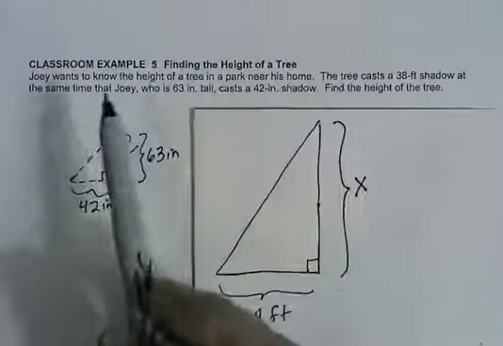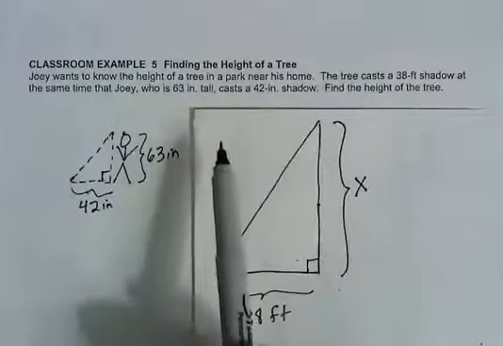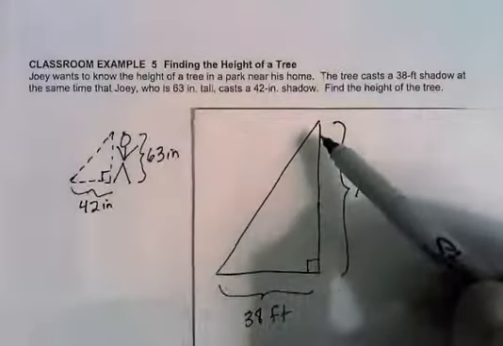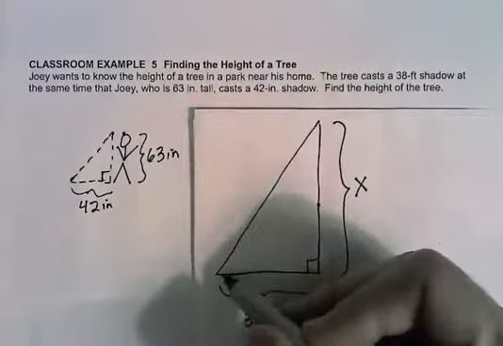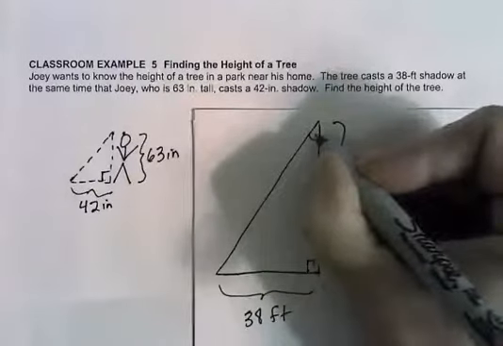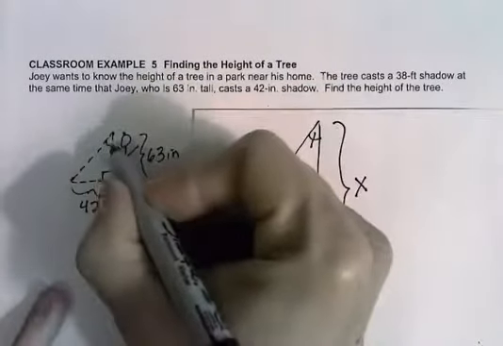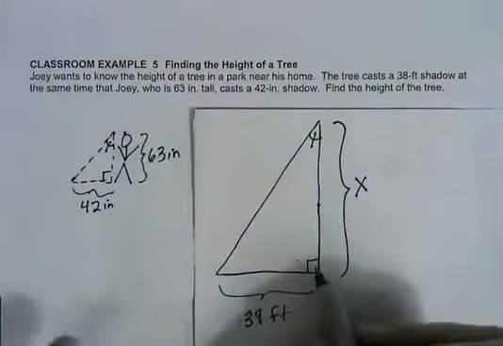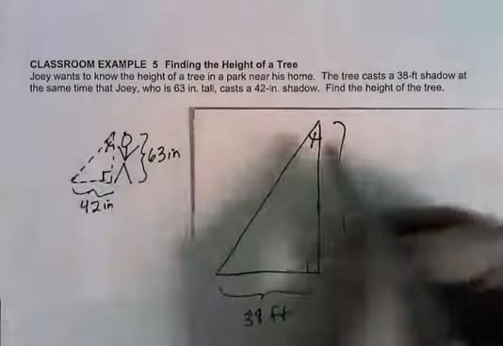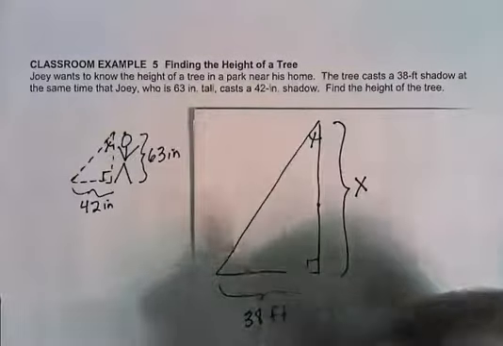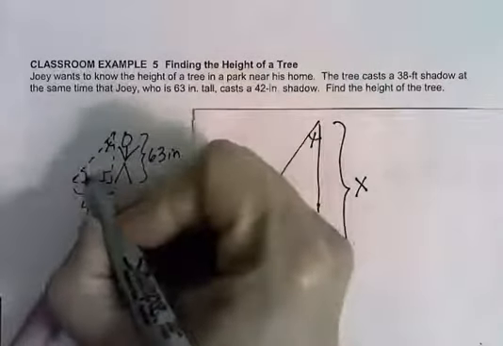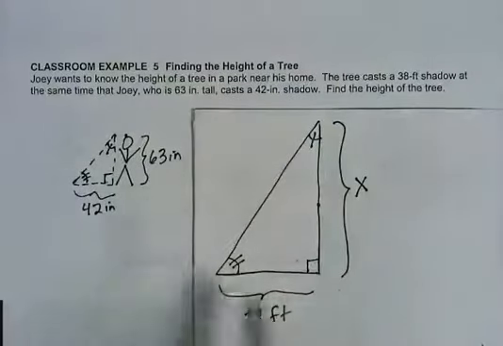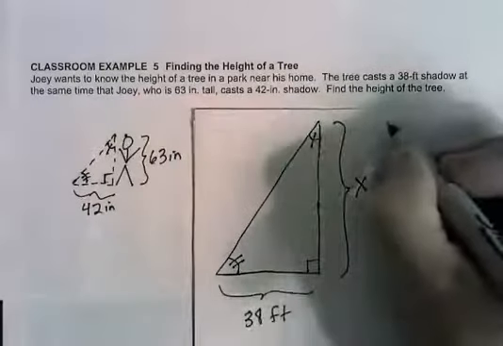The important thing in this problem is that these two situations are happening at the same time. That means that the sun is at the same angle. So that means that this angle that's creating the shadow is the same in both of these triangles. So this angle here is the same as this angle here. And since we've got a right angle here and a right angle here, that means these two angles are complementary. They add up to 90 degrees. And that means that this angle has to be equal to this angle. That gives us these two triangles where corresponding angles have equal measure. And that tells us that they are similar triangles.